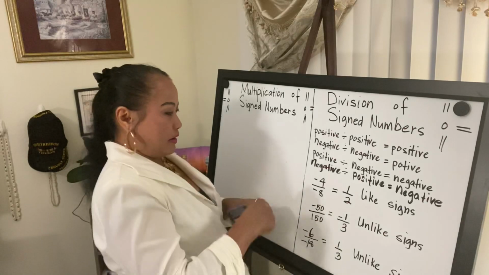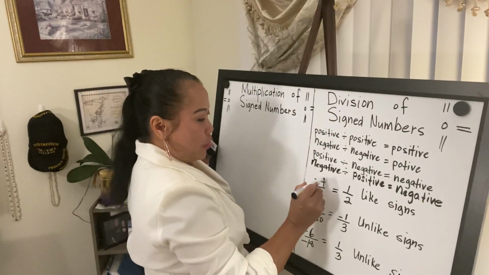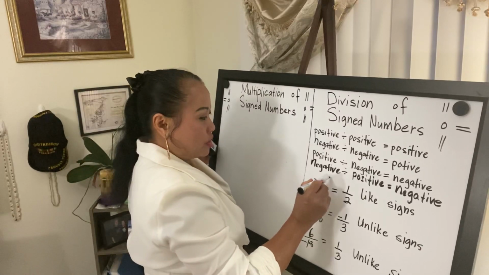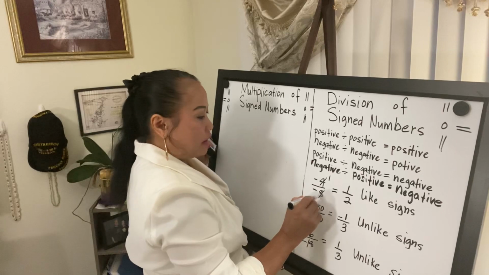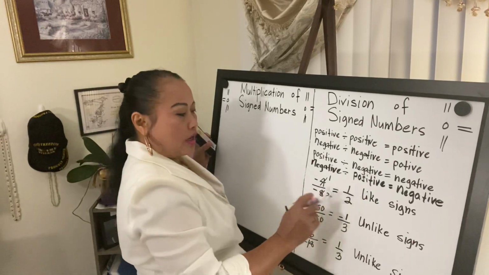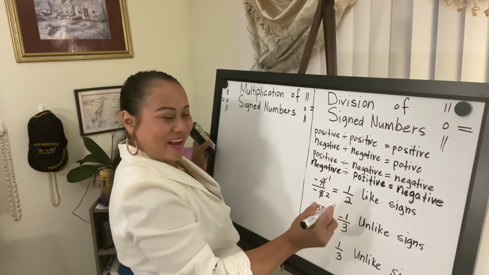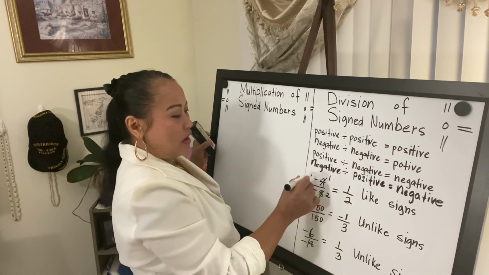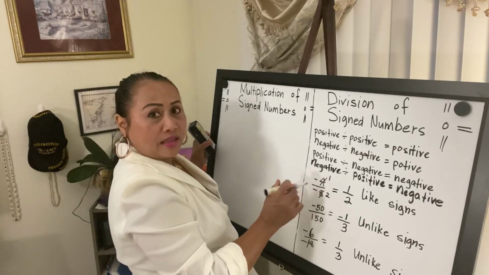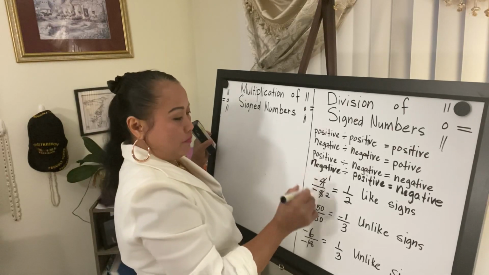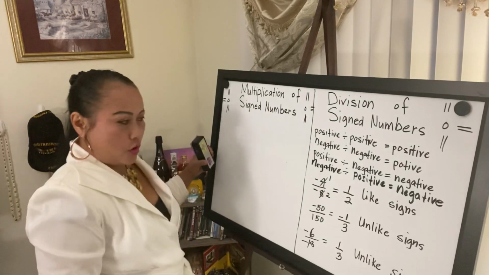Or simplify, you can just do it like this. By 4, that means 1 here. 8, how many 4s in 8? 2. So the answer is 1/2. Okay? And look at the sign, they are like signs. Like signs is always positive. So the answer is 1/2 or positive 1/2.